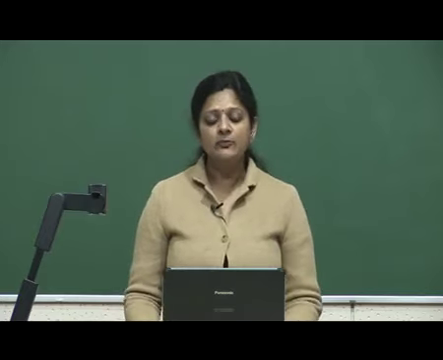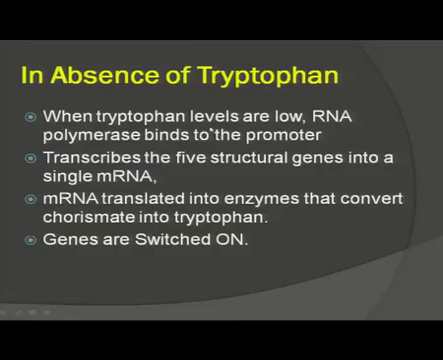So, in the absence of tryptophan, when tryptophan levels are low, RNA polymerase binds to the promoter and transcribes the 5 structural genes into a single messenger RNA. The messenger RNA is translated into enzymes that convert chorismate into tryptophan, and the genes are in switched on condition. So, in the absence of tryptophan, genes are in switched on condition.